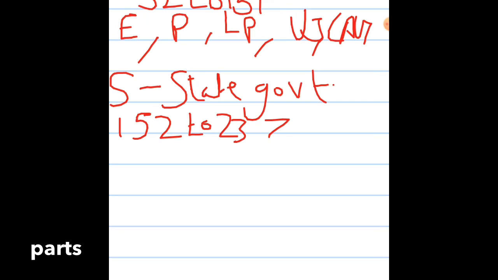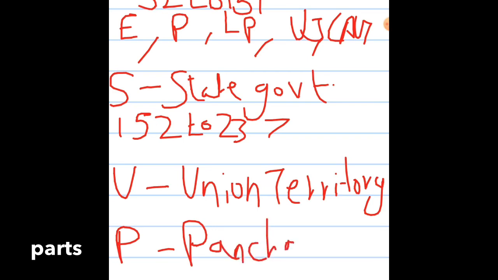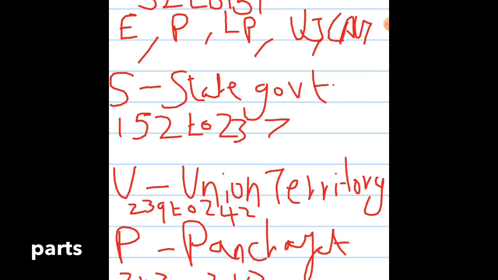The next letter is U again, which stands for Union Territories, on a separate note. The next letter is P, for Panchayat. The Union Territories' articles are from 239 to 242, and the Panchayat deals with Articles 243 to 243O.